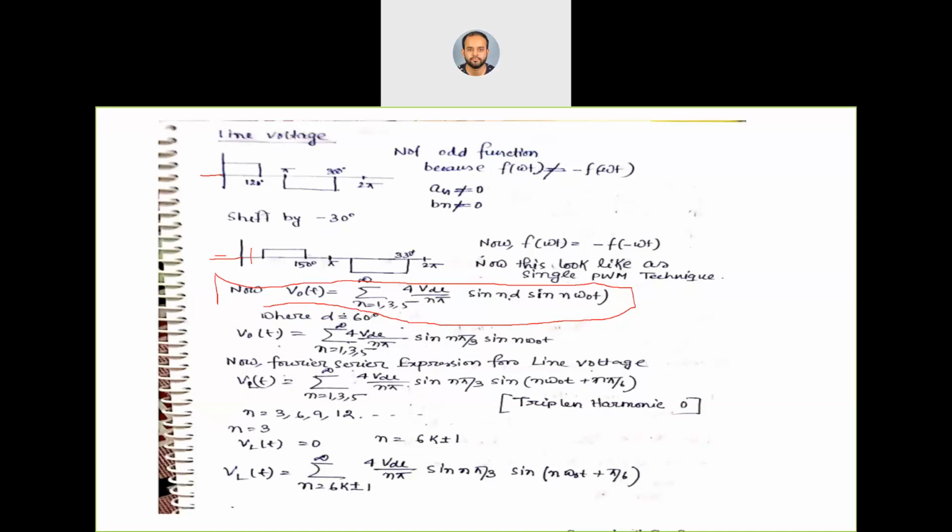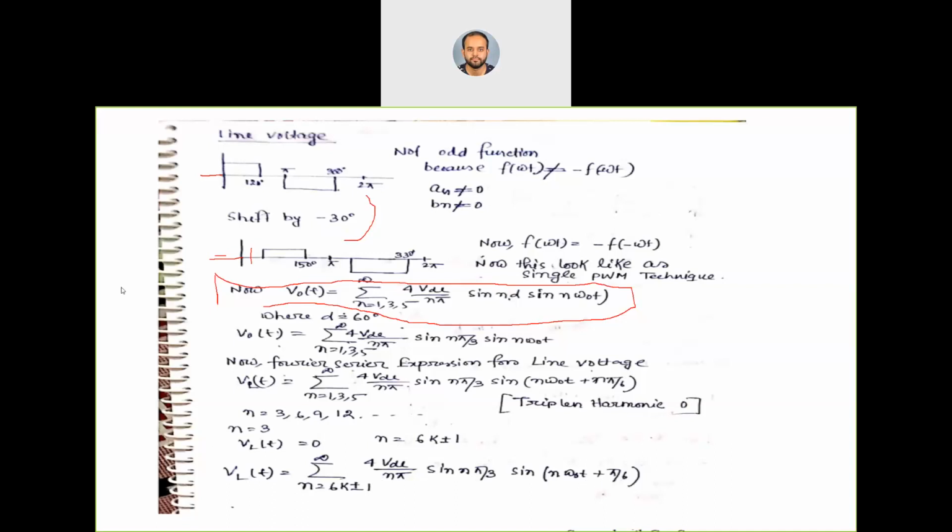So here d equals 60 degrees, because if we choose this as 2d, this is 120 degrees, so d equals 60 degrees. So this will be your value. Now we find the Fourier analysis of this shifted waveform. It is shifted by minus 30 degrees, so to go back to the original position, it has to be shifted by plus 30 degrees. So that will be added by n pi by 6. So your line voltage Fourier series waveform will look like this.